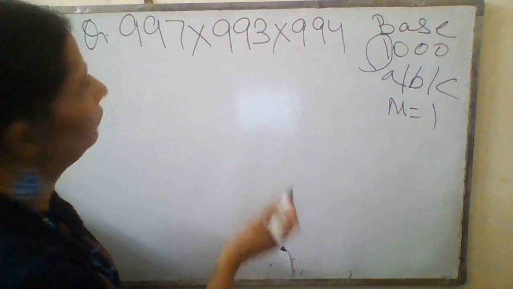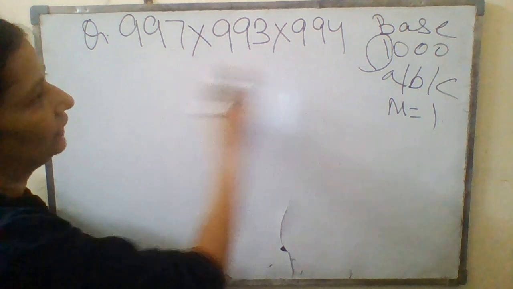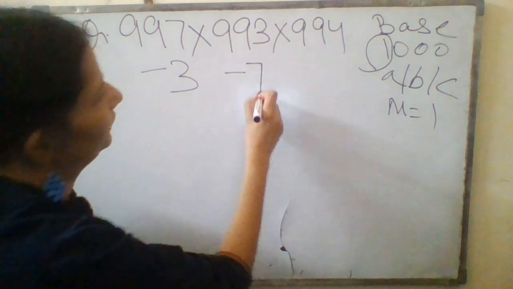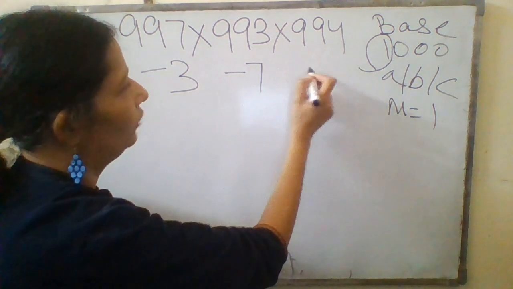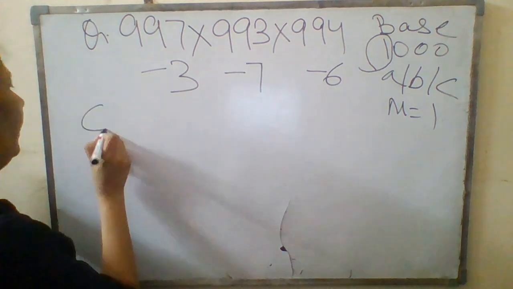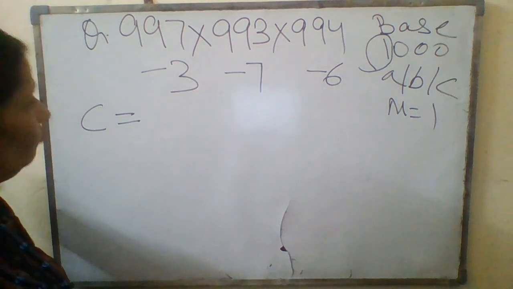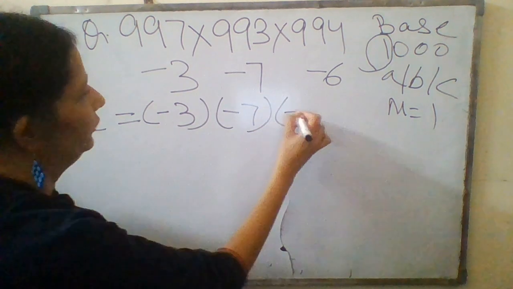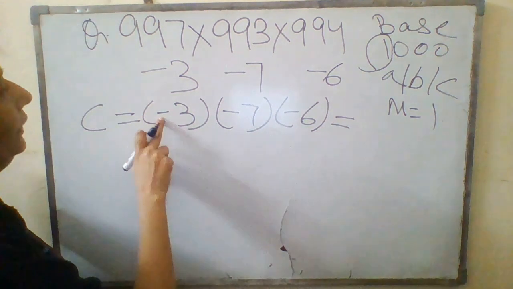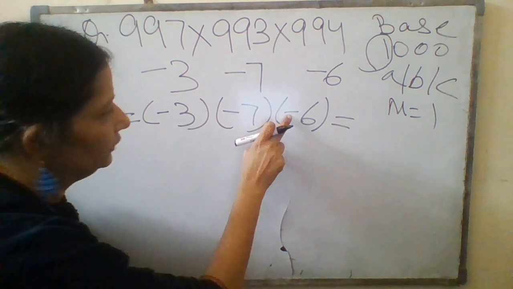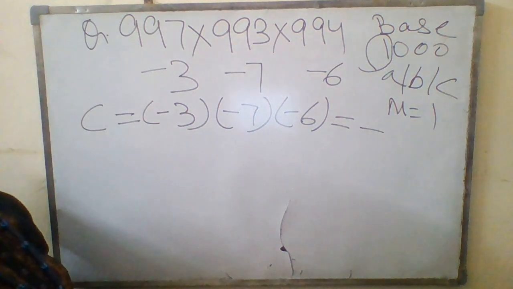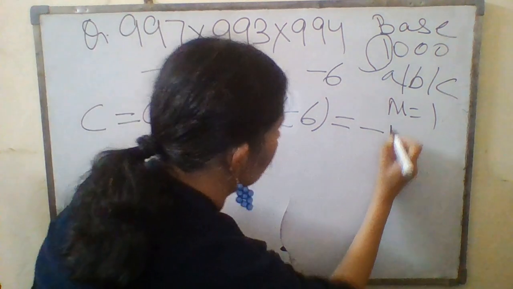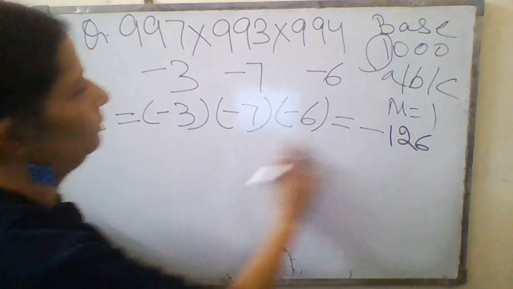Then next step, find out the differences. 997 minus 1000 will be minus 3. 993 minus 1000 will be minus 7. 994 minus 1000 will be minus 6. Okay. Now to find out the value of C here, you will multiply all this: minus 3 into minus 7 into minus 6. Now see, minus into minus will be plus. Plus into minus will be minus. Okay, so when you multiply, you get minus 126.